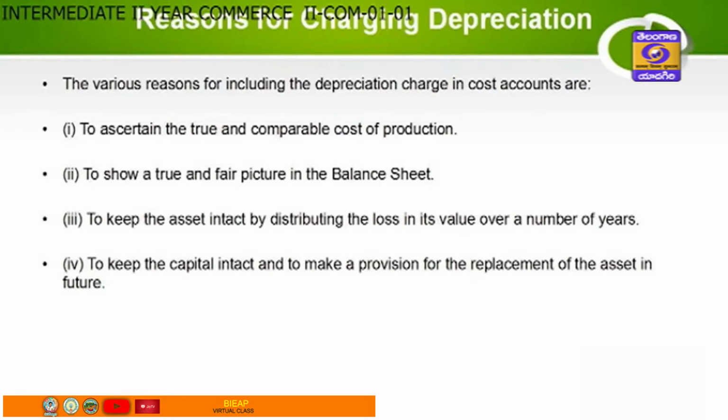Balance sheet is a statement of assets and liabilities. It gives the correct financial position of the business. In the balance sheet, assets may be shown at their true values. This is not possible unless the depreciation is deducted from the value of these assets.